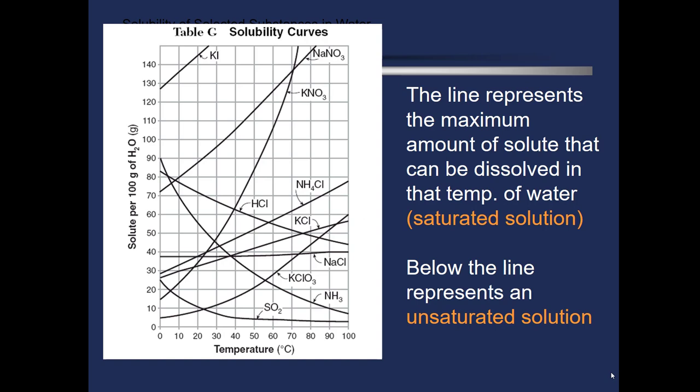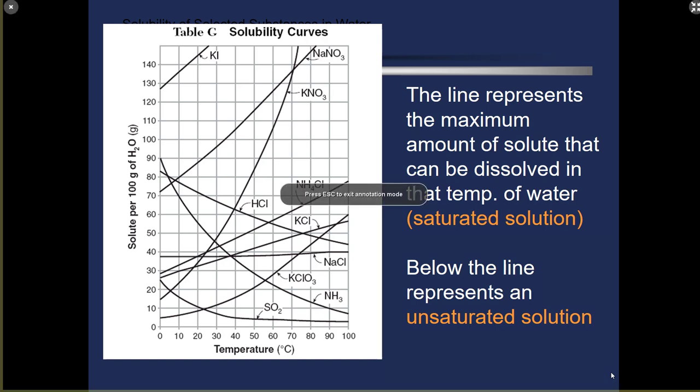And past that point, it just won't dissolve. It'll just be a solid at the bottom of the beaker. So each of these lines, again, represents a saturated solution, the maximum amount of solute that can dissolve in that 100 grams of your solvent. Now, if you are below the line, then this whole region represents an unsaturated solution.